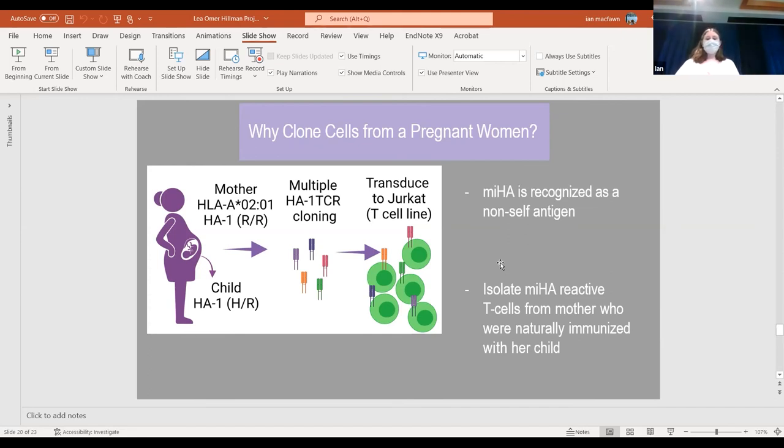But basically the minor histocompatibility antigen is recognized as a non-self antigen. And we isolated those from the T cells that were naturally immunized with her child. So we took the cells, I don't know how to explain this. We just took them because they were naturally immunized with her child. And then we just cloned them and we got the 5.